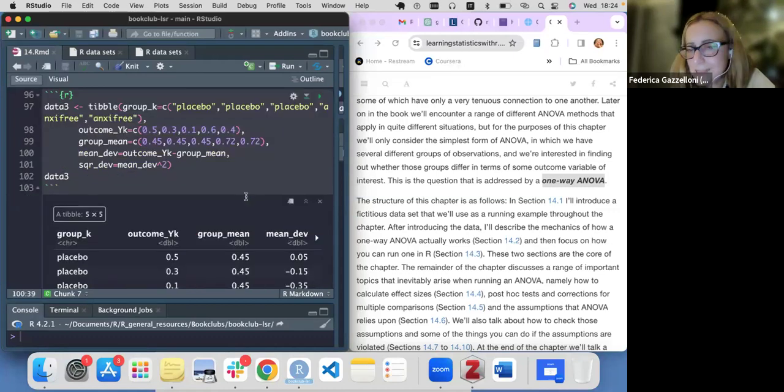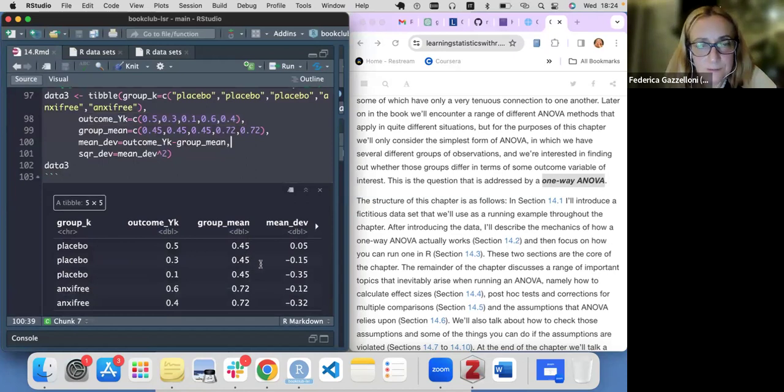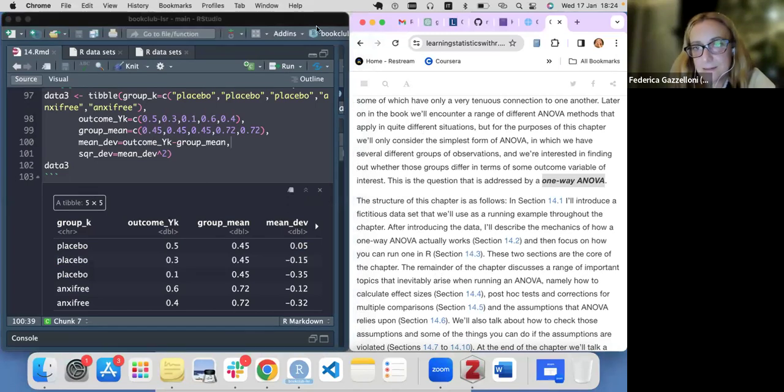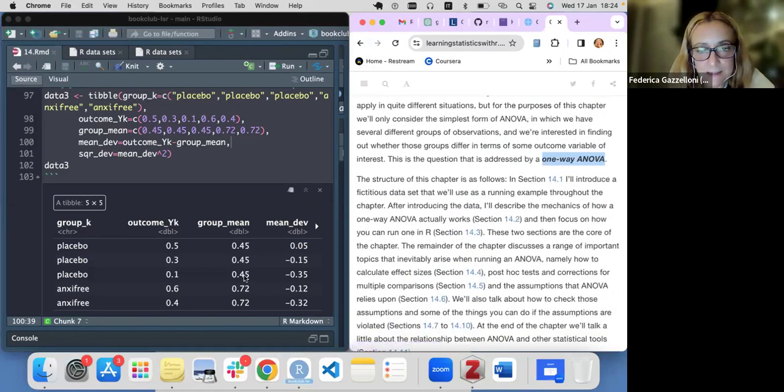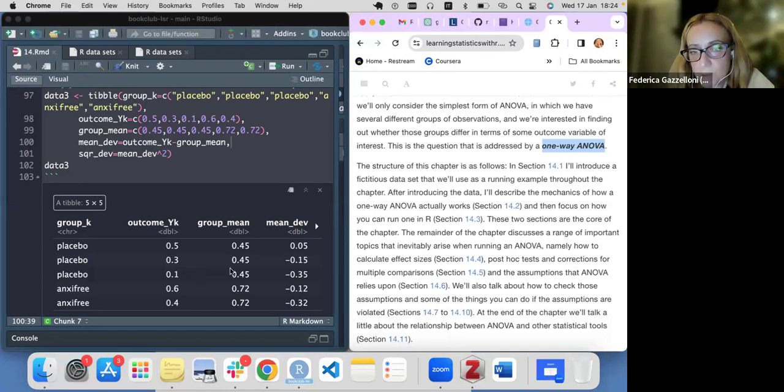This is the first thing that was time consuming for me. If you look at the group mean, I have two groups. If I do the mean of this group, it is not 0.45. But then I went forward, because these two values are assigned, as we can imagine, to have a larger set of observations. And so we know that the group mean for placebo is 0.45, and the group mean for this drug is 0.72. So we have these two group means.